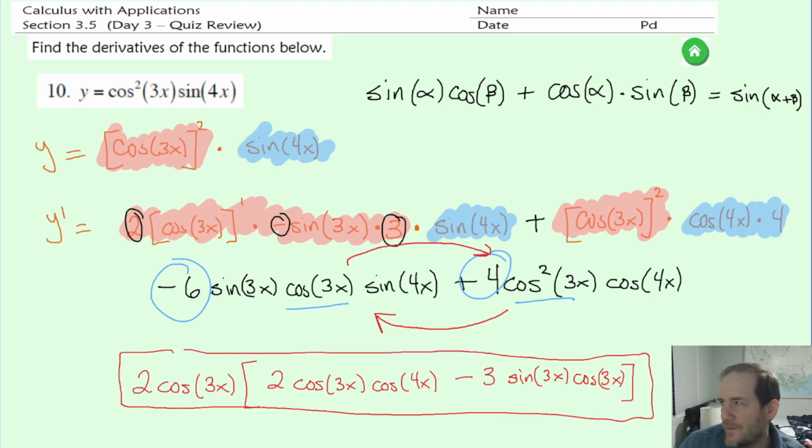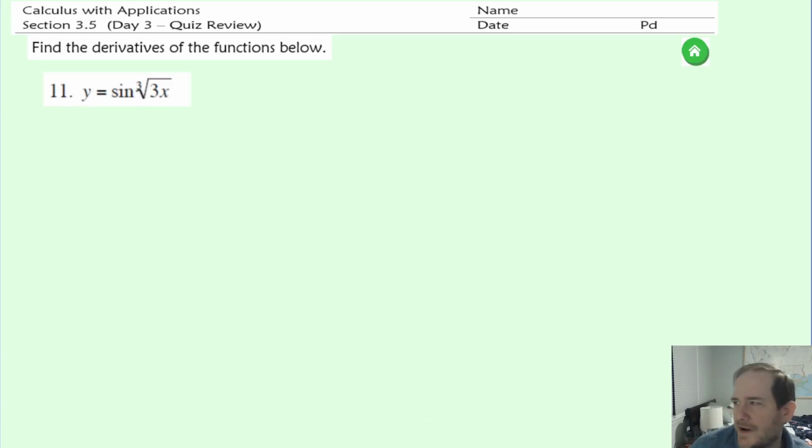That's 10. How about 11? All right, 11, no big whoop. When I look at 11, I see the sine of the cube root of 3x, meaning it's the sine of a 3x that's being raised to the 1/3 power. But all that's happening on the inside, so that'll be the problem for chain rule to deal with.